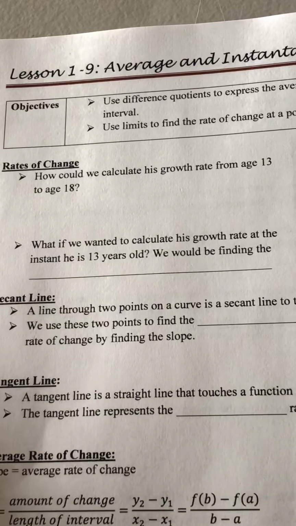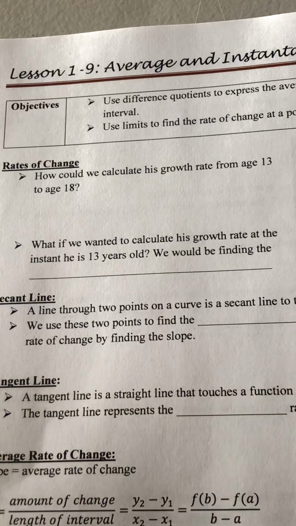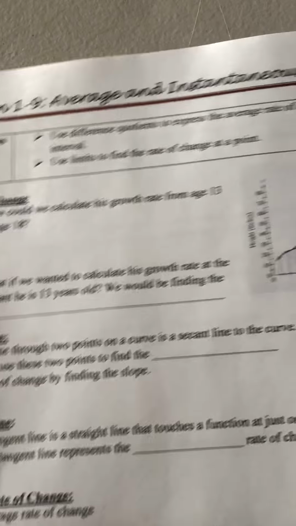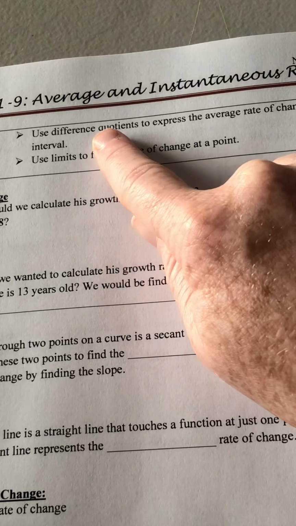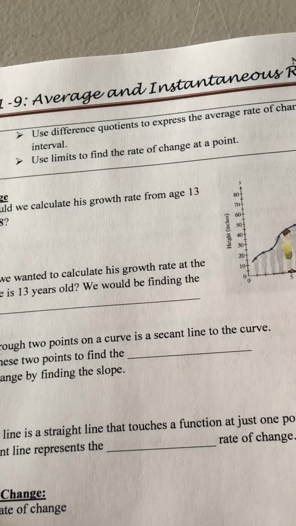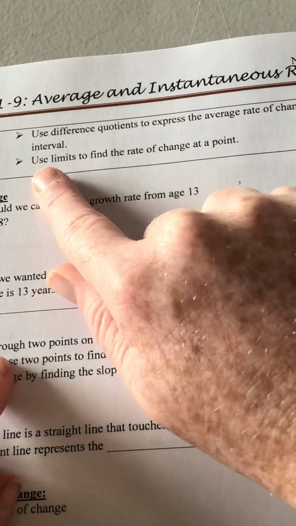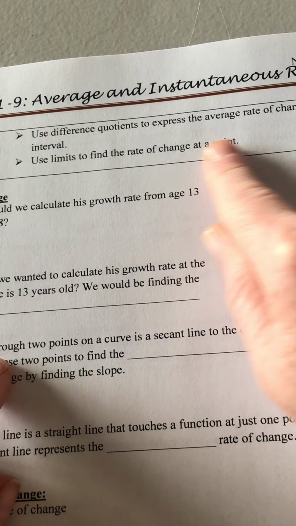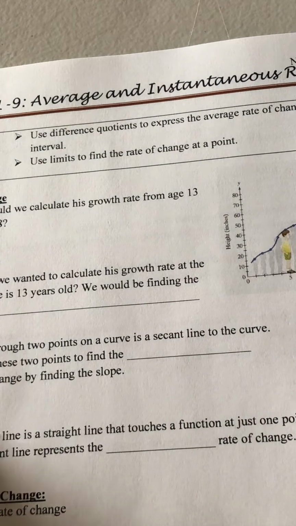We're on lesson 1-9 today, and we're going to learn about average and instantaneous rates of change. To find the average rate of change, we're going to use difference quotients to express it, and then for limits, we'll find the rate of change at a point.